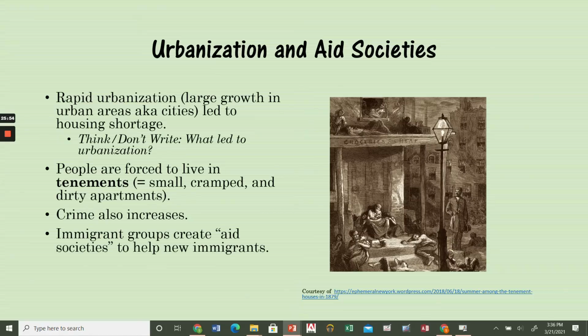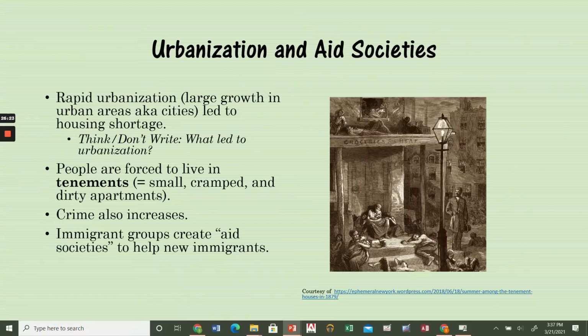And to try to help some of these conditions, immigrant groups created what are called aid societies. Right? These were aimed at helping new immigrants. If you've ever seen a movie about the 1800s telling the story about immigrants coming to America, there's always a scene where they see the Statue of Liberty, which quite frankly wasn't even put up in the early 1800s, but nonetheless they'll see it.